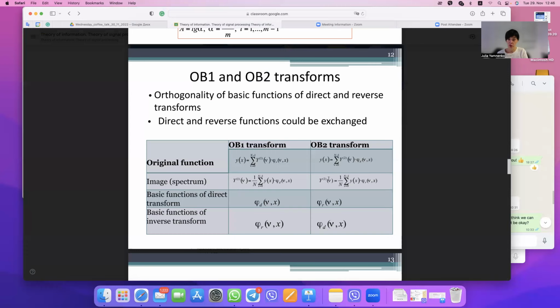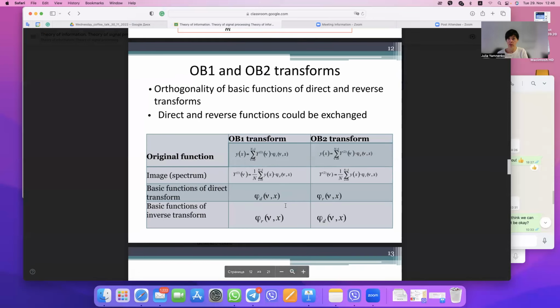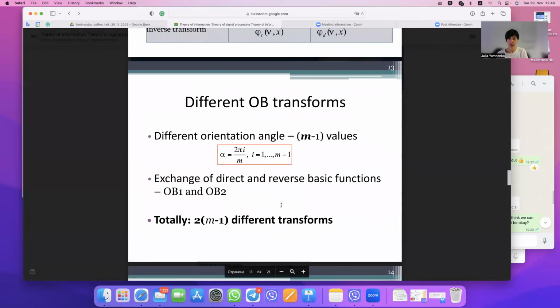Y1 and Y2. The difference between these two formulas is that under the sum here is phi d, the basic function of the direct transform, and here phi r, the basic function of the inverse transform. So the basic functions of the inverse transform just change their places. When we use phi d for the direct transform, then we use phi r for the inverse transform, and vice versa. So there are two modifications, the OB1 and OB2 transform.